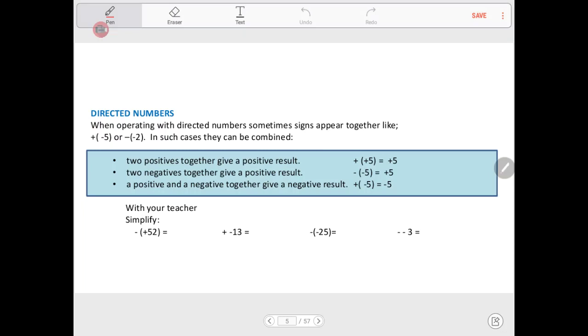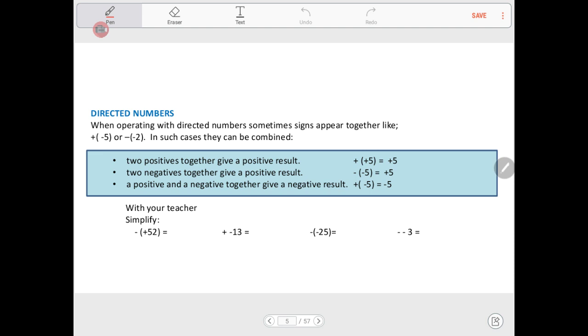In this video we're going to talk about directed numbers. So when we have two positives, two negatives, adding and subtracting positive and negative numbers, that sort of thing. To start with, we're going to look at these types that you see here on this page, and the rules are pretty simple.